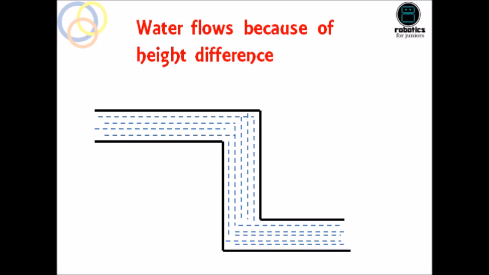We can create an analogy for resistance. Suppose the water is flowing through the pipe. So, water flows only when the height of water at one end is more.